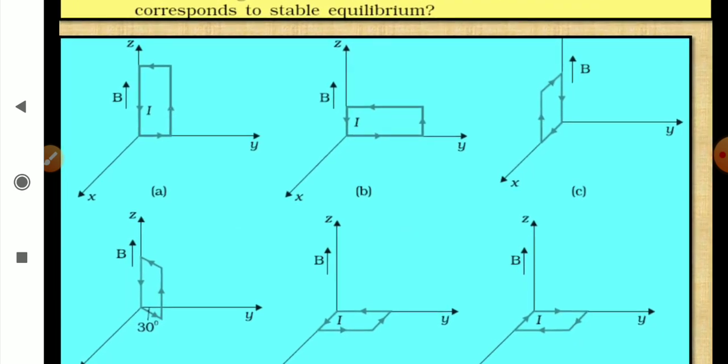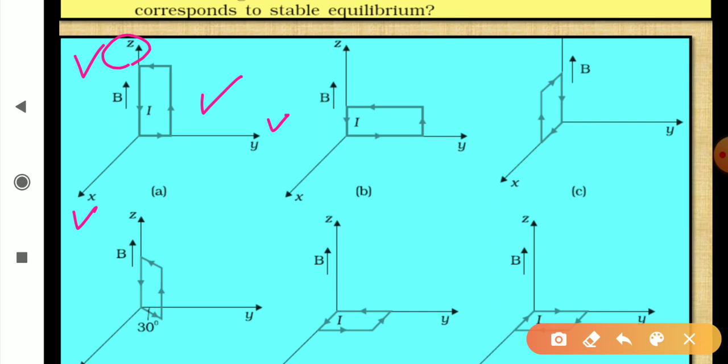Please pay attention to the diagrams now. According to the question, a magnetic field is set up along the z-axis. Here we are showing the z-axis, this is the x-axis, this is the y-axis, and this loop is given. The sense of current is given in each case. You see the sense of current shown in each case, and different orientations of this loop.